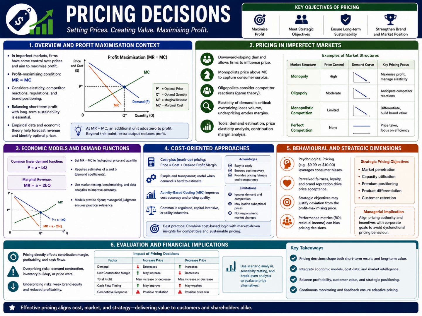In imperfect markets, where firms have some control over prices, management seeks to determine prices that maximize profit rather than purely respond to competition. The profit-maximizing price occurs where marginal revenue equals marginal cost, MR equals MC, ensuring that every additional unit produced contributes positively to profit until equilibrium is reached.